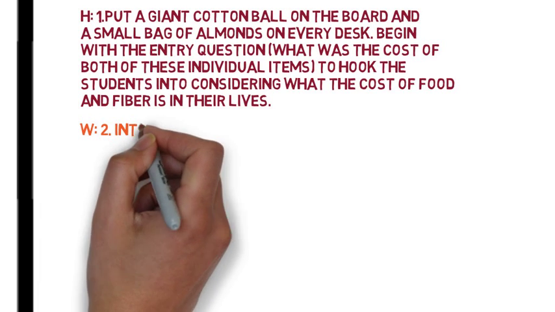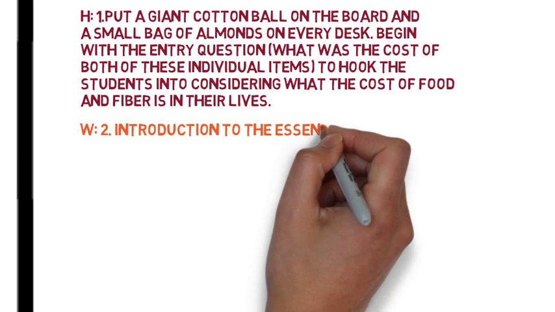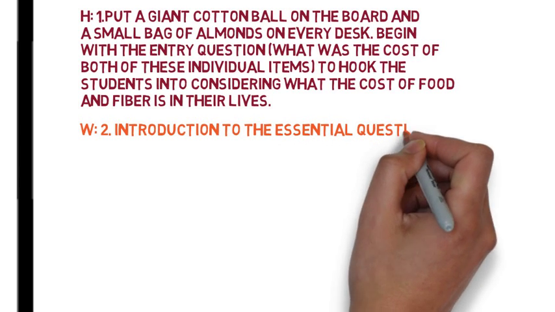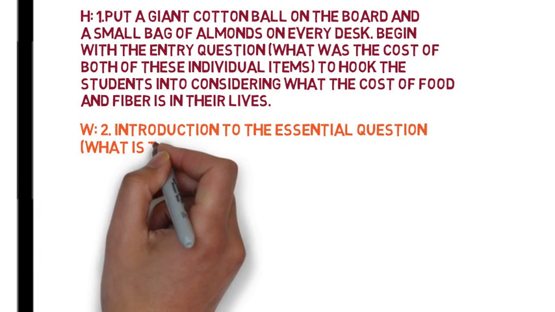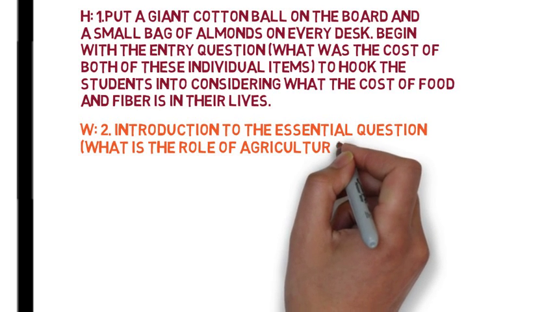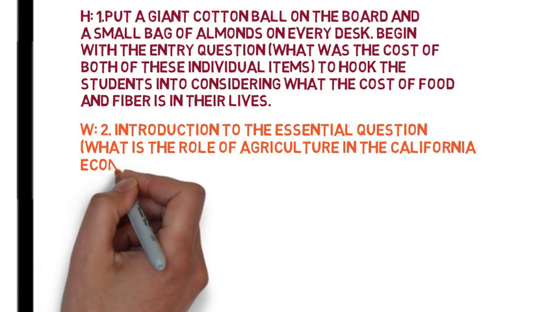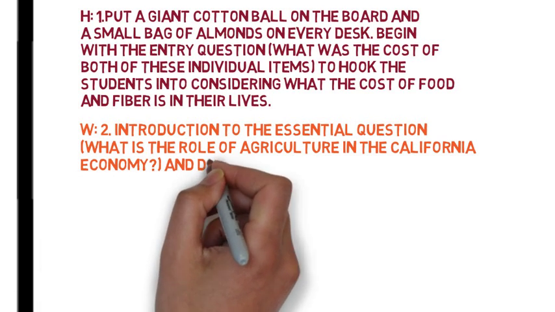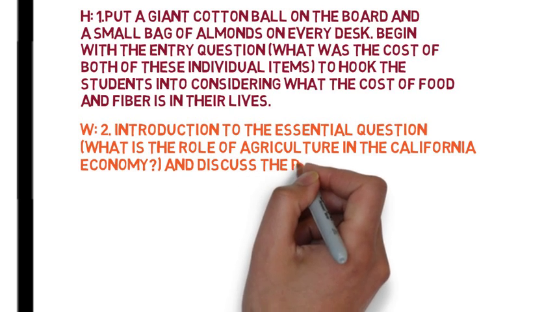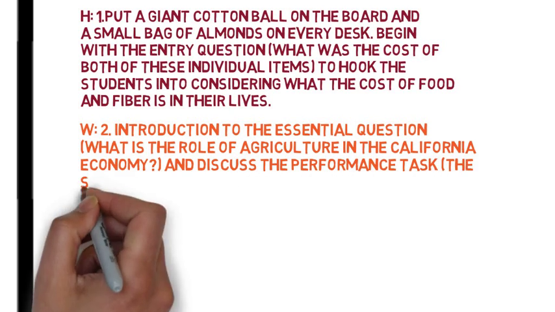Two, introduction to the essential question. What is the role of agriculture in the California economy? And discuss the performance task, the solution for the drought.